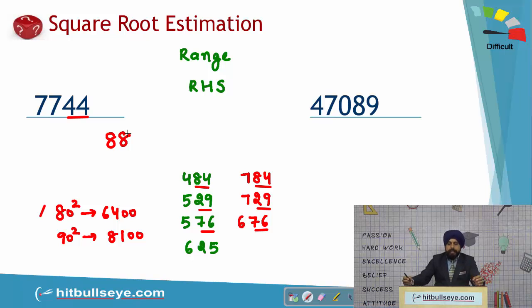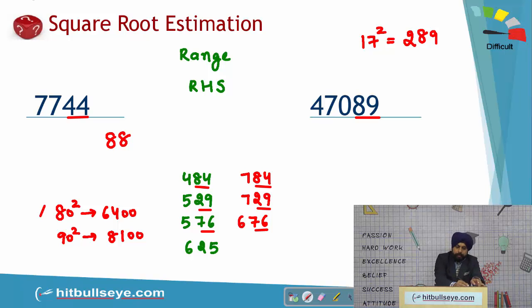Now see, 47089. Firstly, let me talk about the right hand side. Students, 89 comes at the end of the square of which number? You know 89 comes at the end of the square of 17, as 17 square is 289. So 17 is involved. Now, 470 is there in the beginning.